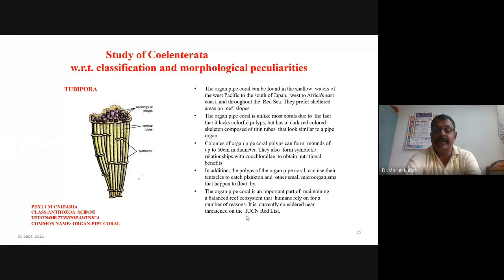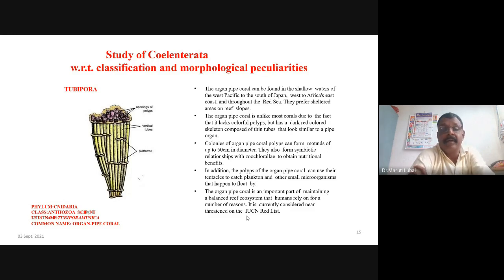Next character is that colonies of organ pipe coral polyps can form mounds of up to 50 centimeters in diameter. They also form a symbiotic relationship with zooxanthellae to obtain nutritional benefits. Another morphological peculiarity is that the polyps of the organ pipe coral, Tubipora, can use their tentacles to catch plankton and other small microorganisms that happen to float by.